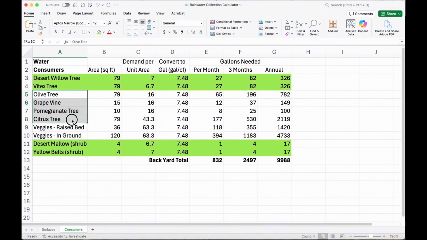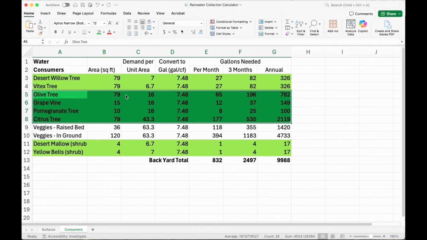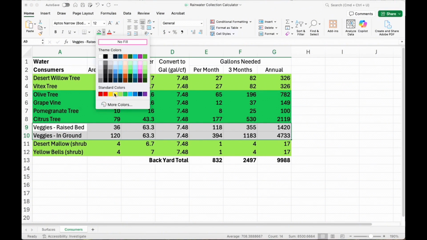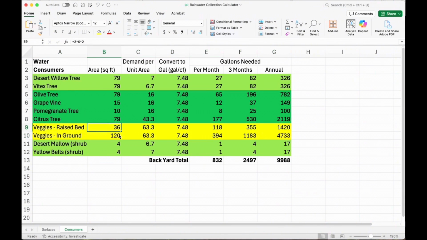Here are my trees right here. And you can see out of these trees, the citrus tree is by far the most needy, right? It's going to need the most water. I'll give that a dark green. And then my veggies, which I'm going to give a yellow, just because I need a different color. Those are the highest demand out of all of the vegetation in my backyard. Those are going to require the most water.